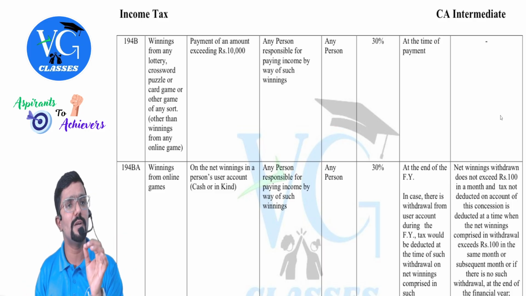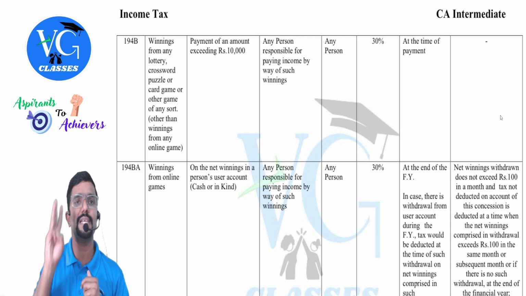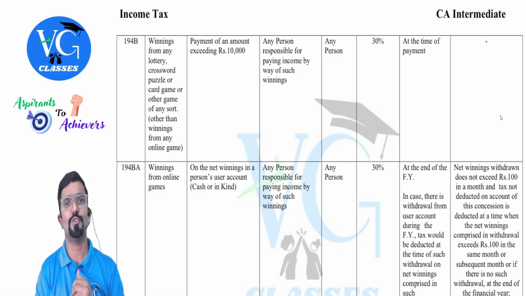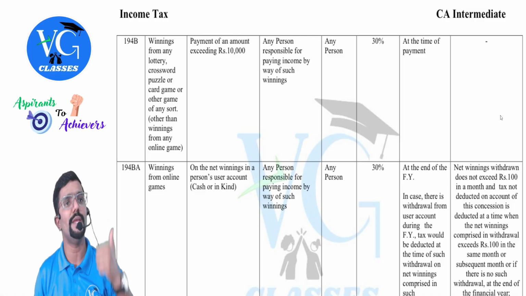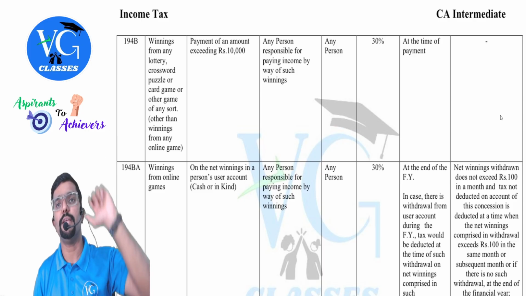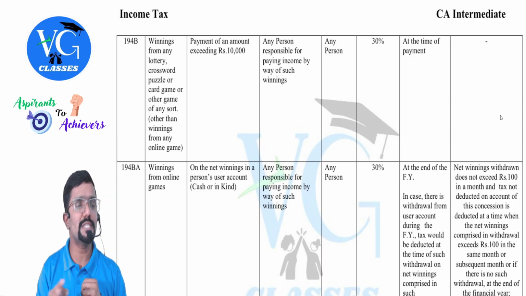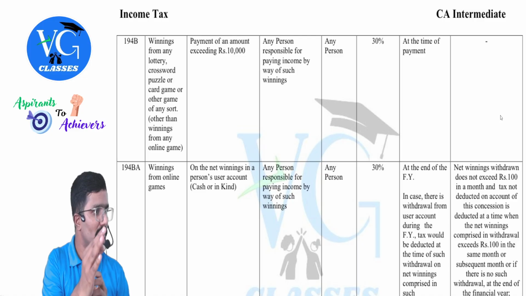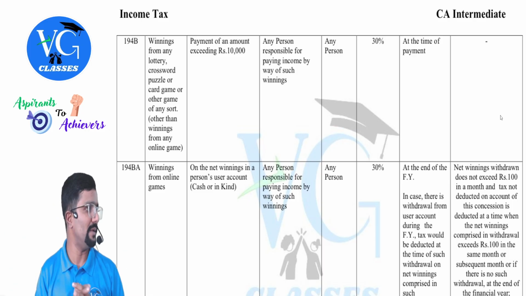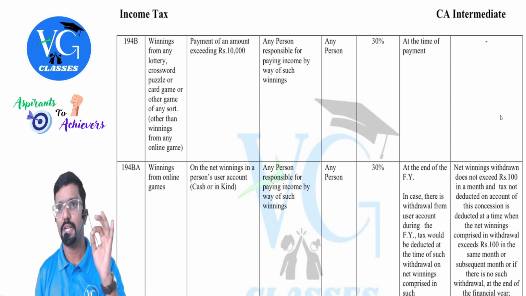115BB talks about what? Casual income. What is the tax rate? 30%. Where is it taxable? Under the head other sources. And what is the TDS rate on it? Given in section 194B, BA, BB. What is the rate of TDS? 30%. Casual income starts with what? C. C is the third alphabet. Rate of TDS is 30%. Tax rate is also 30%. Starts with 3. Remember like that.